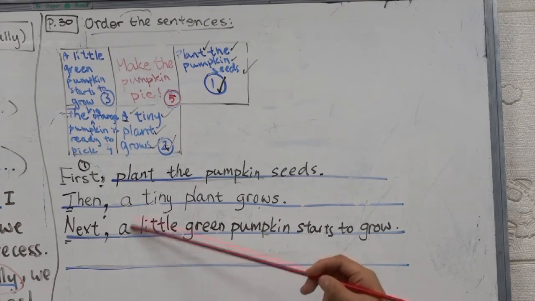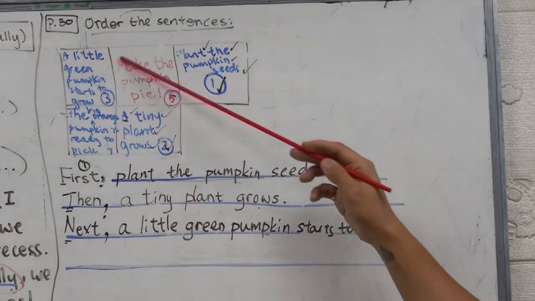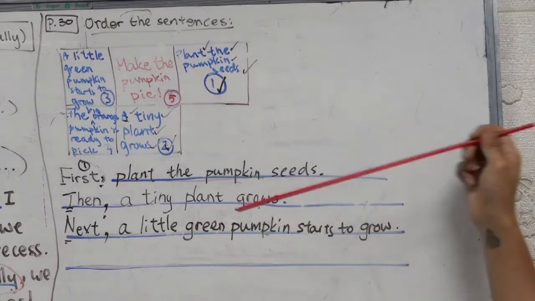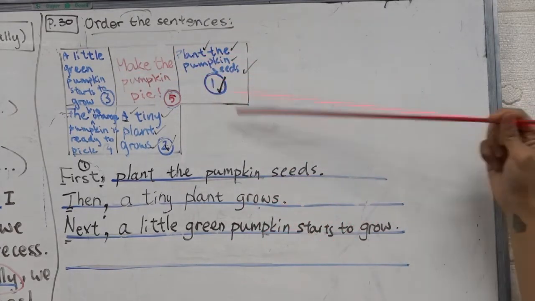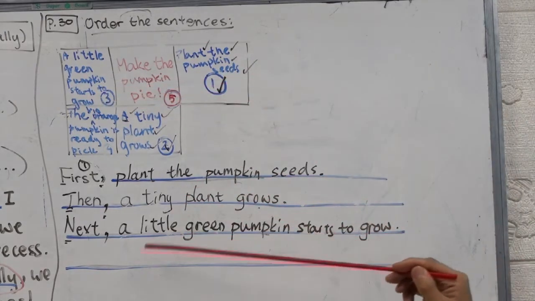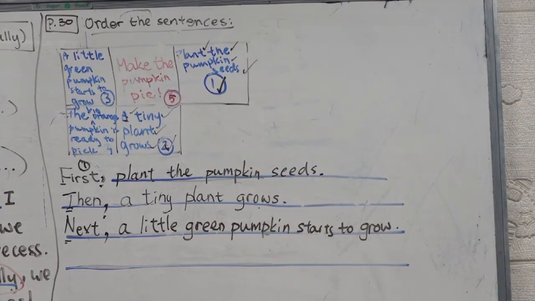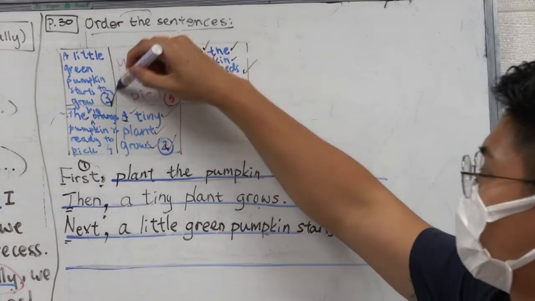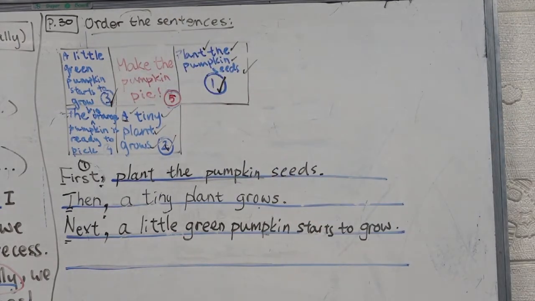Let's check. Little, green, pumpkin, starts, to, grow. A little pumpkin starts to grow. Very good. We've done picture number 3 together. So this is the sequence for number 3.